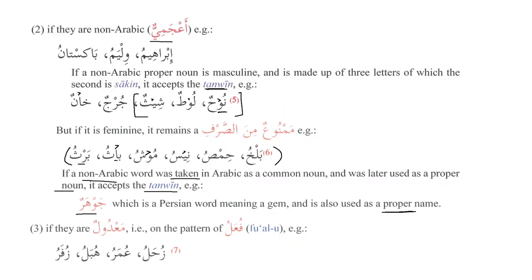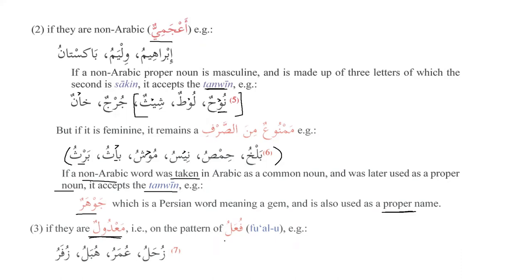So the second one is ajamiyun, when they are non-Arabic. So the first one, we have seen that if they are proper nouns, and number 2, if they are non-Arabic, and number 3, if they are ma'dulun. Adala ya'dilu is to do justice. Ma'dulun, that means they are justified. Now this is a category, they call it justified.